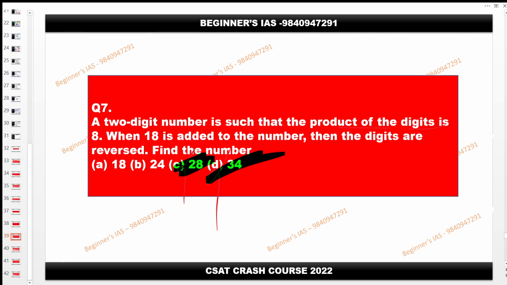Then the first one, A, gives you 8. Then B gives you 8. The thing you need to check is, when 18 is added here, it is not getting reversed. 36 will come. Okay, 24: if you add 18, you are getting 42. Yes, 24 gets reversed as 42. The answer is 24. Clear?